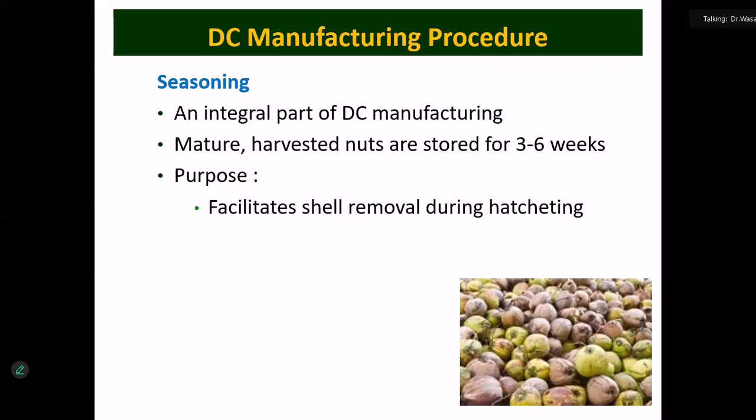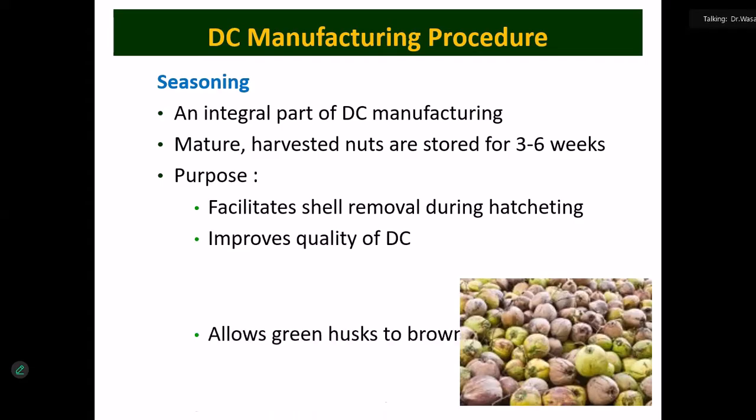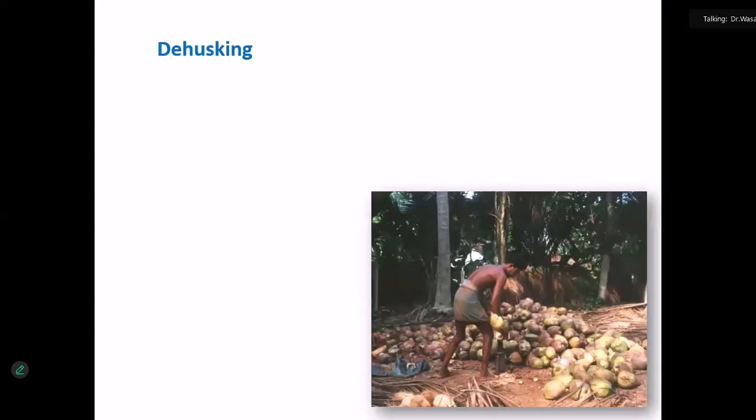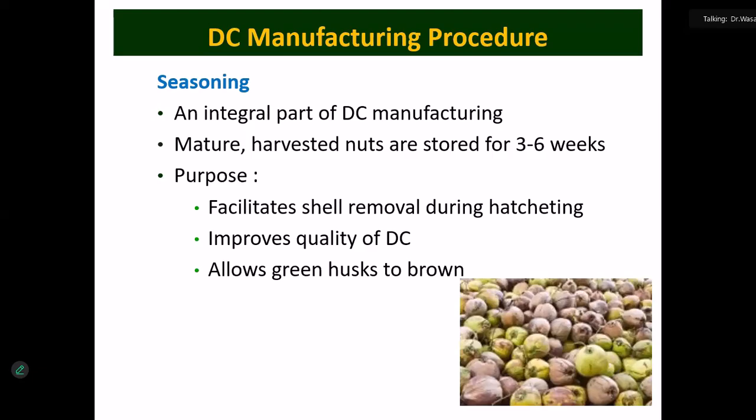So here you should know what seasoning is and what the purpose of seasoning is. Seasoning is keeping nuts for 3 to 6 weeks. But the purpose is convenient or easy removal of the cell during hatcheting. Hatcheting means removal of the cell. As well, it improves the quality of DC. And what happened to the husk? Green color husk turned into brown. So that is the first step we discussed.